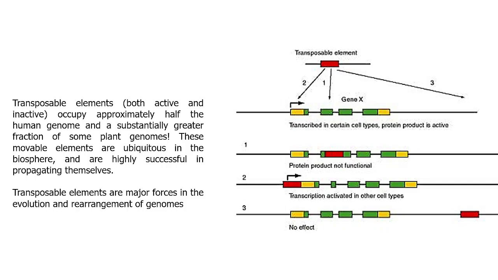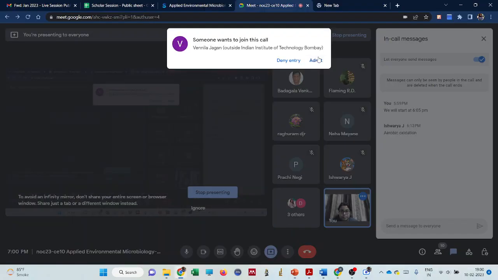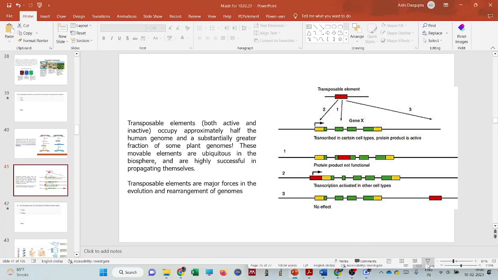So sometimes transposons can also be very harmful because they can lead to mutations. If there's a properly functional gene in the genome and a transposon gets integrated in the middle of it, that can lead to mutated products. The protein product might not be functional. So there are various types of effects that might be caused by transposons or jumping genes.